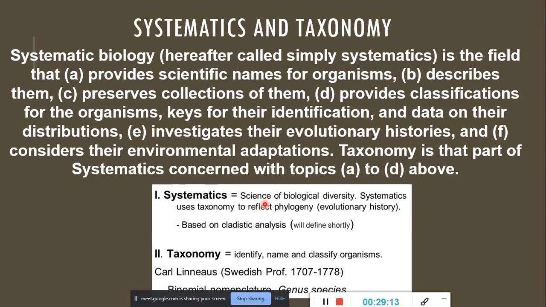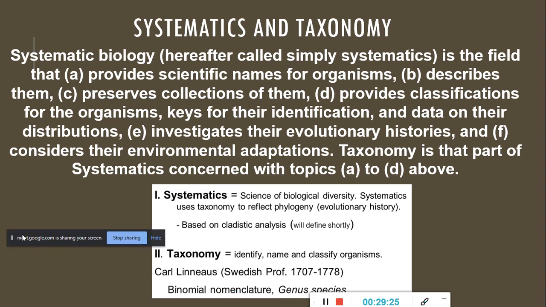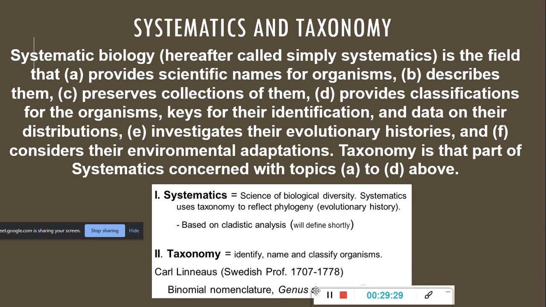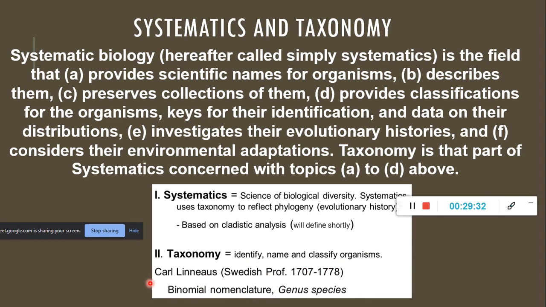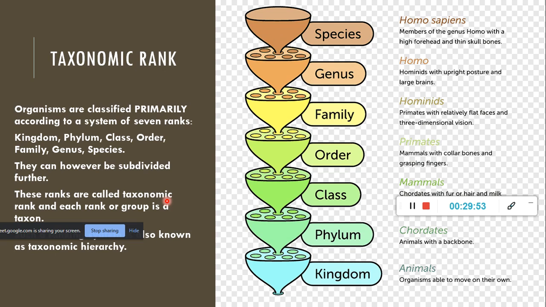So systematics is the science of biological diversity. It reflects phylogeny, that is the evolutionary history, and it is based on cladistic analysis. We will define it shortly. And you of course have the taxonomy. You identify, name and classify. Carl Linnaeus gave the binomial nomenclature. You have the genus and the species name, Homo sapiens, Panthera tigris, Felis domestica. Felis is the genus name, species name is domestica for cats. Okay. Then you have something known as taxonomic rank.